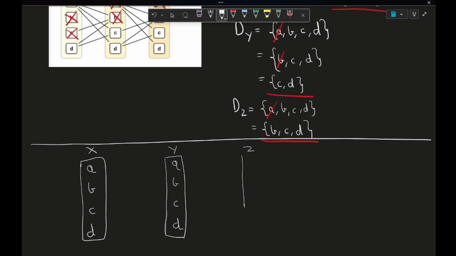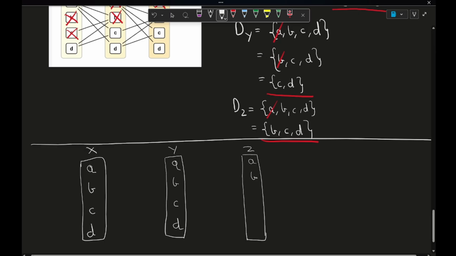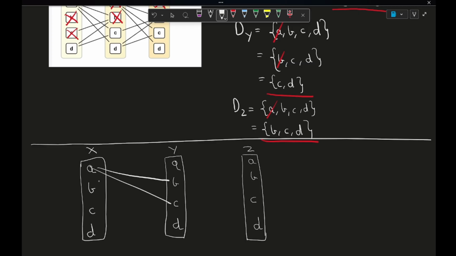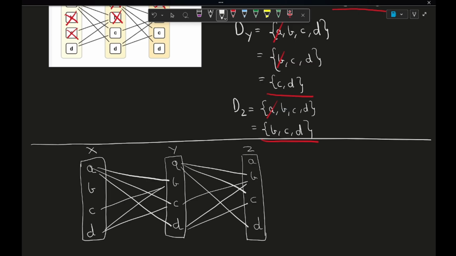This is Z. A, B, C, D. Okay, so what are the edges like? They are like this, this, this, and then there's this, and then there's this. Okay, and similarly we again draw with this, this, this, this, and this. Okay, now we can try removing that.